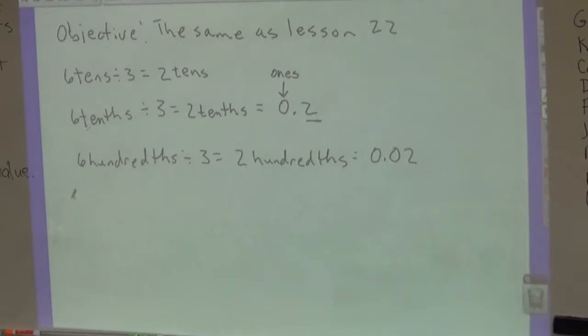Let's try 9 thousandths divided by 3. Nine divided by 3 equals 3. The units are thousandths. As a decimal, that is written 0.0 in the tenths place, 0 in the hundredths place, and the 3 finally shows up in the thousandths place. Wow.